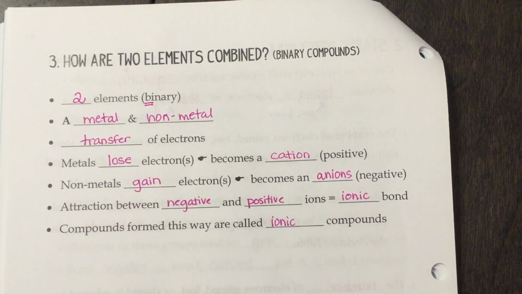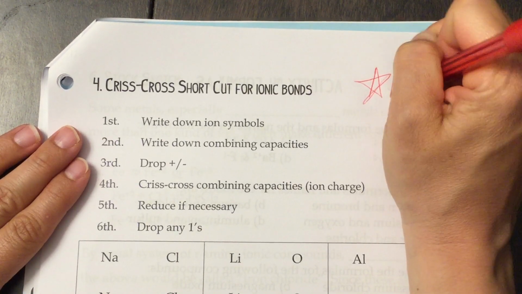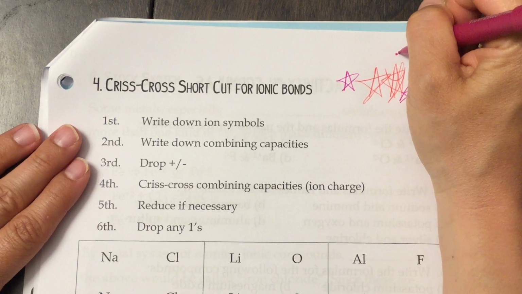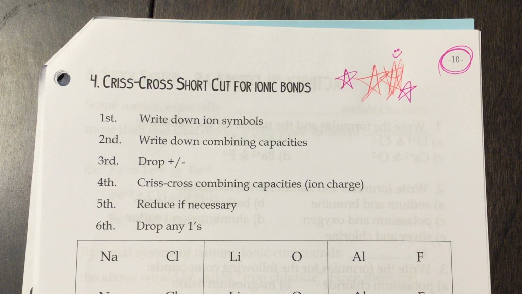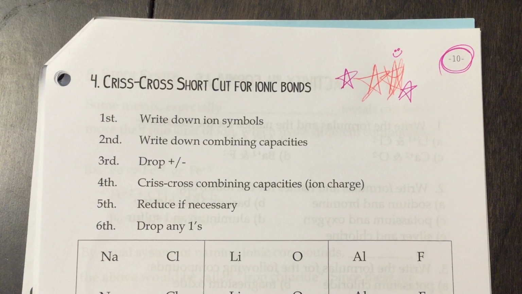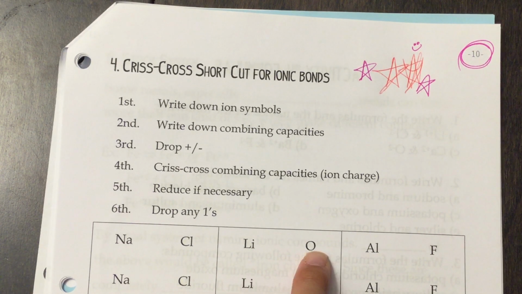Now, here is the meat and potatoes of it all. Turn the page. Can you highlight this? Put a big star. This is the page you're going to come back to all the time. Stars, stars. This is key. This is the steps for pretty much doing ionic bonding. The first thing we want to do is write down our ionic symbols. I'm going to start with this one in the middle. I have lithium and oxygen, so I have the symbols Li and O.